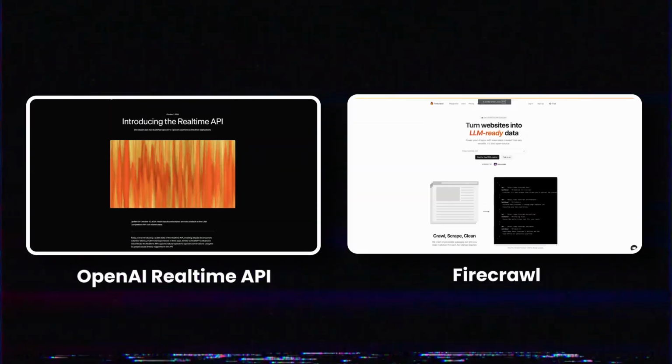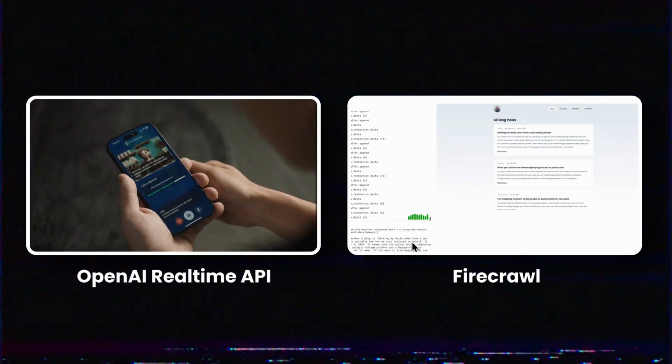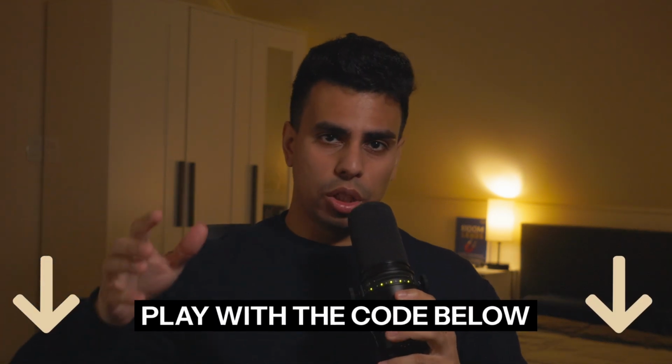You're welcome. Okay, but if you want to make this, you need to use a couple of different tools. First, you need the real-time API, and then you need Firecrawl. Combining the real-time API with Firecrawl, you'll basically have a GPT that can scroll the web, and you can literally ask anything about it. So you can have a conversation with a super smart friend that knows everything on the internet. And if you want to play with it, I left the code down below, so go for it.